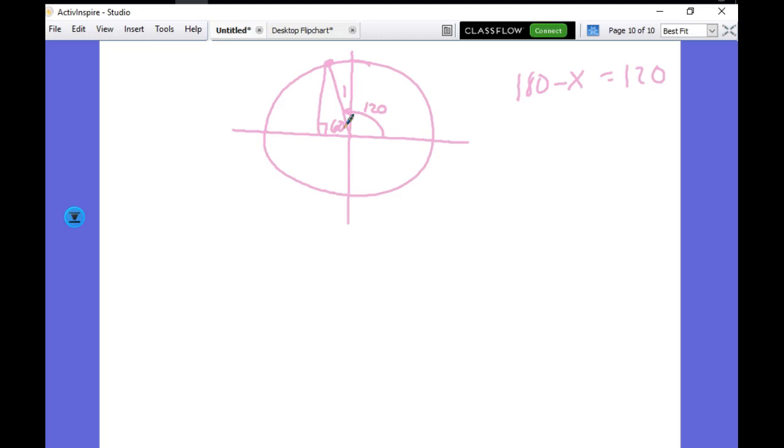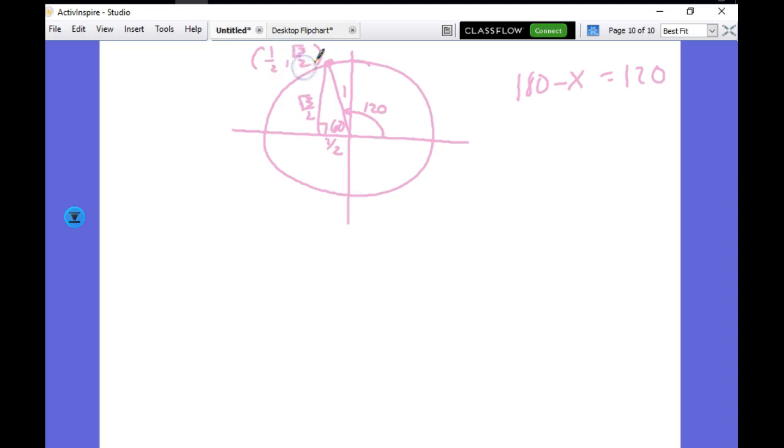So now I know this is 30, 60, 90, which means that what's my base? 1/2. And what's my height? Radical 3 divided by 2. Which means that my x-coordinate is what? Divided by 2. 1/2.